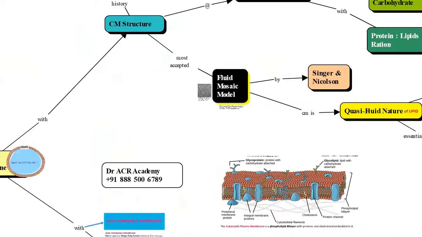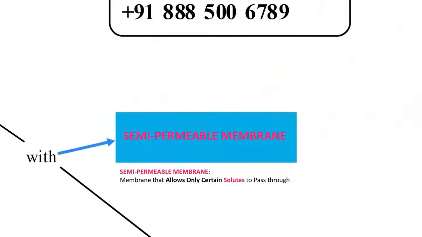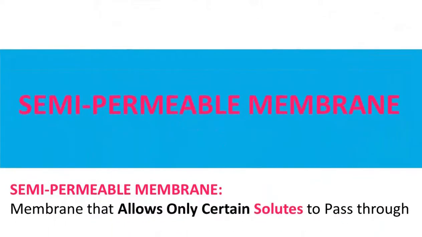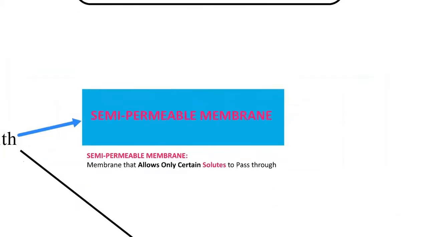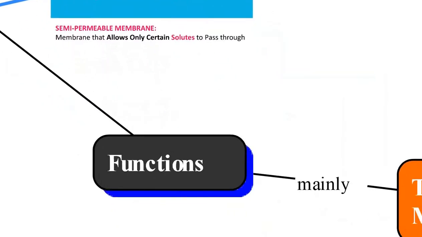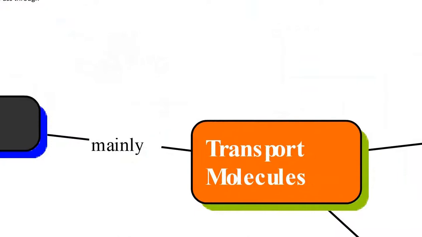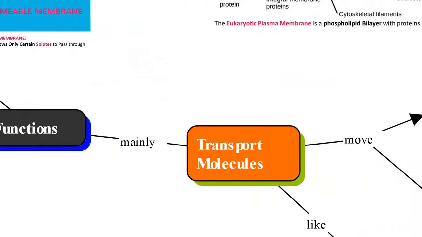Now moving on to the functions of the plasma membrane. Mainly, these functions are determined by the semi-permeable nature of the plasma membrane. Semi-permeable means the membrane allows only certain solutes to pass through it. Not all molecules pass through the plasma membrane. Selectively, the membrane allows certain solute molecules to pass through it. That is called the semi-permeable nature of the plasma membrane. So coming to the functions, mainly these are involved in the transportation of solute molecules.